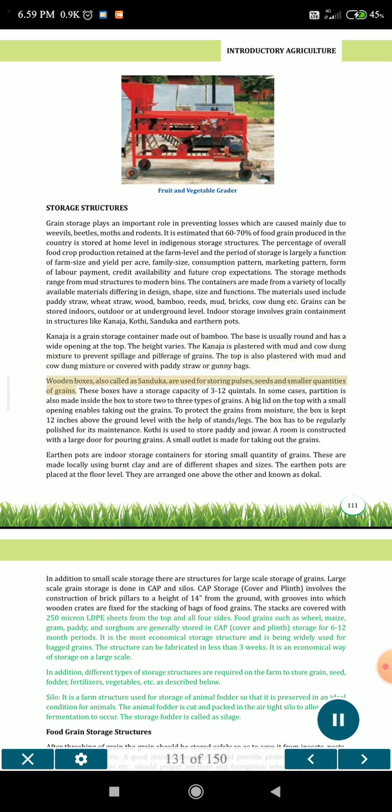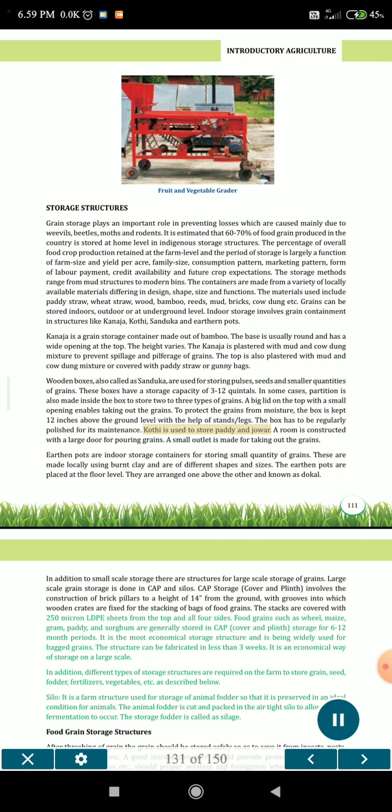The top is also plastered with mud and cow dung mixture or covered with paddy straw or gunny bags. Wooden boxes, also called as sanduka, are used for storing pulses, seeds and smaller quantities of grains. These boxes have a storage capacity of 3 to 12 quintals. In some cases, partition is also made inside the box to store 2 to 3 types of grains. A big lid on the top with a small opening enables taking out the grains. To protect the grains from moisture, the box is kept 12 inches above the ground level with the help of stands, legs. The box has to be regularly polished for its maintenance.